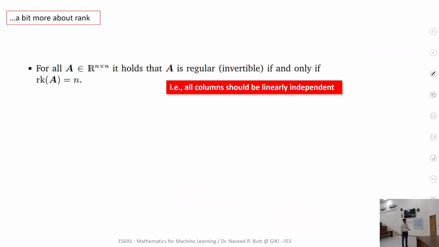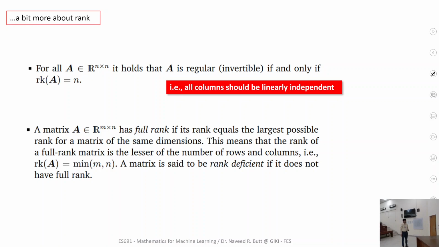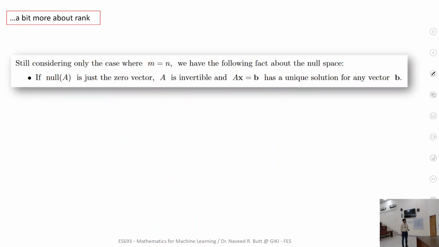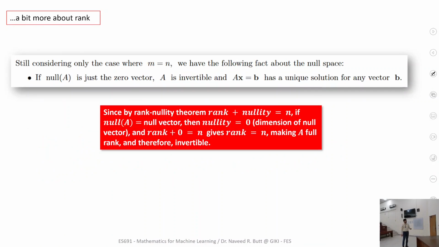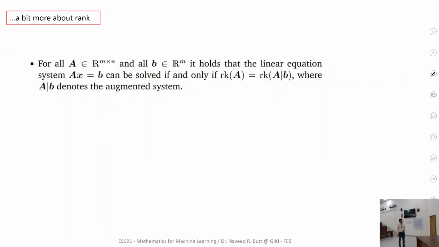So you can read these on your own. I'll just flash them here. Chand results हैं on the rank nullity thing. If null A is just the 0 vector, A is invertible, and Ax equal to B has a unique solution for any vector B. Similarly, ये हम already discuss कर चुके हैं. If rank of A is equal to rank of A augmented with B, only then there is a unique solution.